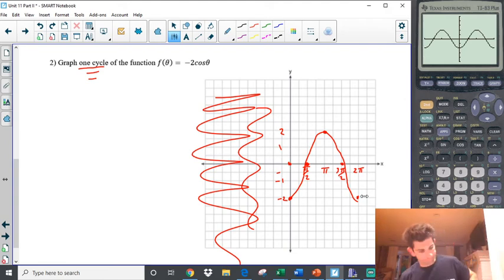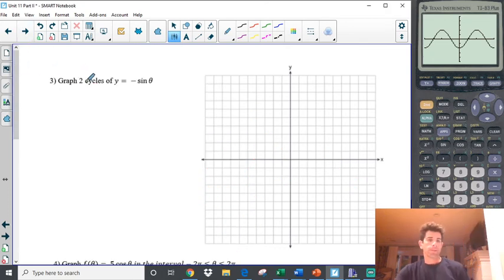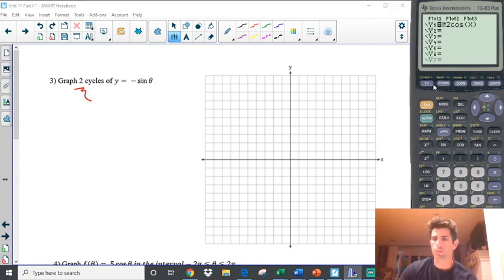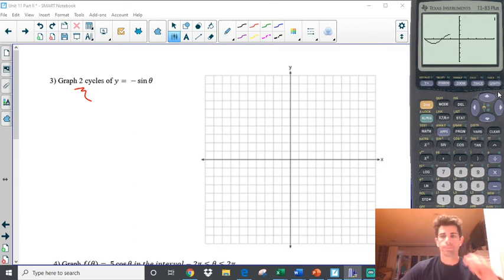All right, moving right along. Let's keep it going here. Graph two cycles of negative sine x. Y equals negative sine x graph. Now, this one is a weird one.